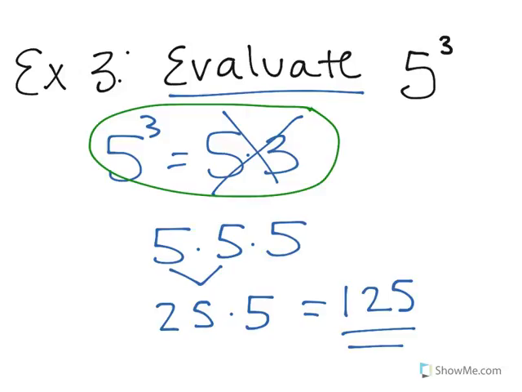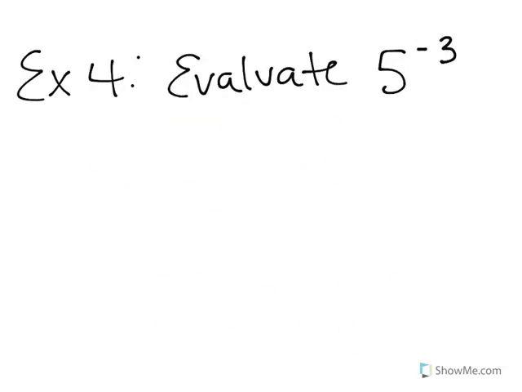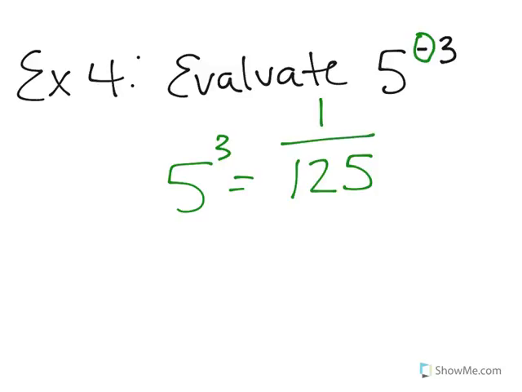My final example, and this is something that should be new, is evaluating 5 to the negative 3rd power. I think the easiest way to do that is to forget that the negative is there at the beginning. Just like from the last example, we know that 5 to the 3rd power is 125. Because we see the negative, what we're going to do is just put the numerator of 1 on top. So 5 to the negative 3rd power equals 1/125th.